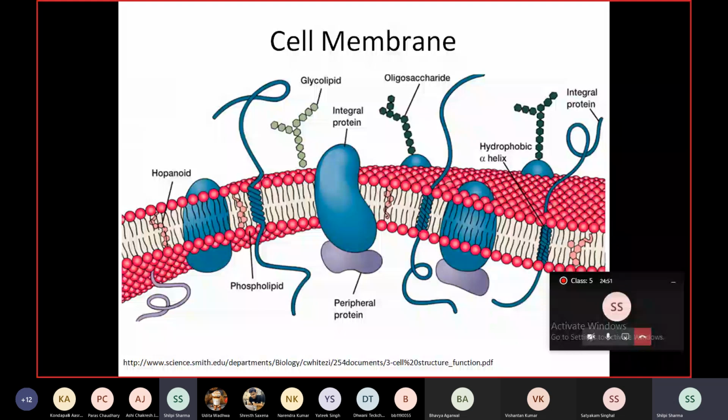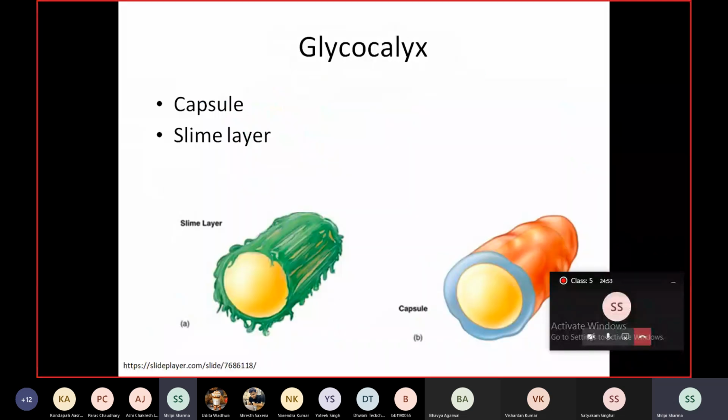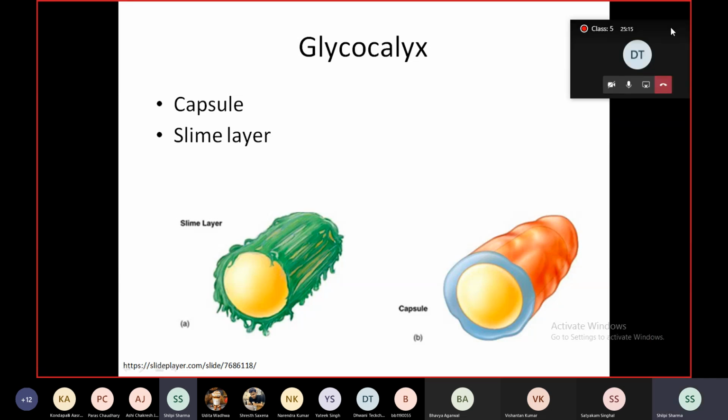Many bacteria secrete extracellular material outside the cell wall, which forms the outermost covering of the cell. The general term here is glycocalyx, and it can be differentiated based on morphology, as well as based on the ease with which it can be separated from the cell. It is of two types: either a capsule or a slime layer.